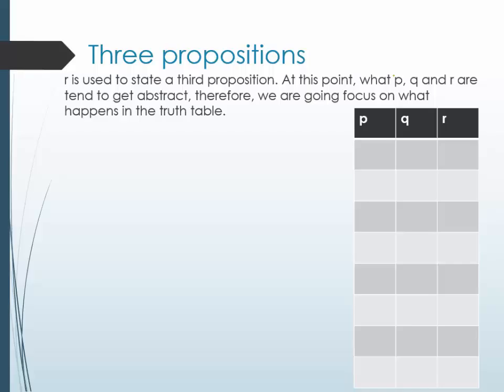Now, for this one, we have to come up with every single possibility, and there are 8 possibilities here. Our first column is true, true, true, true, false, false, false, false. Our next column is true, true, false, false, true, true, false, false. And our last column is true, false, true, false, true, false, true, false.